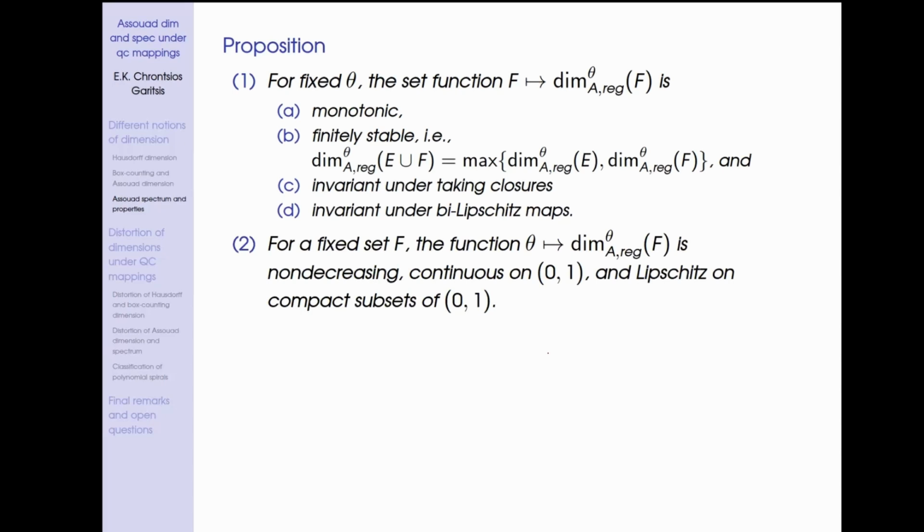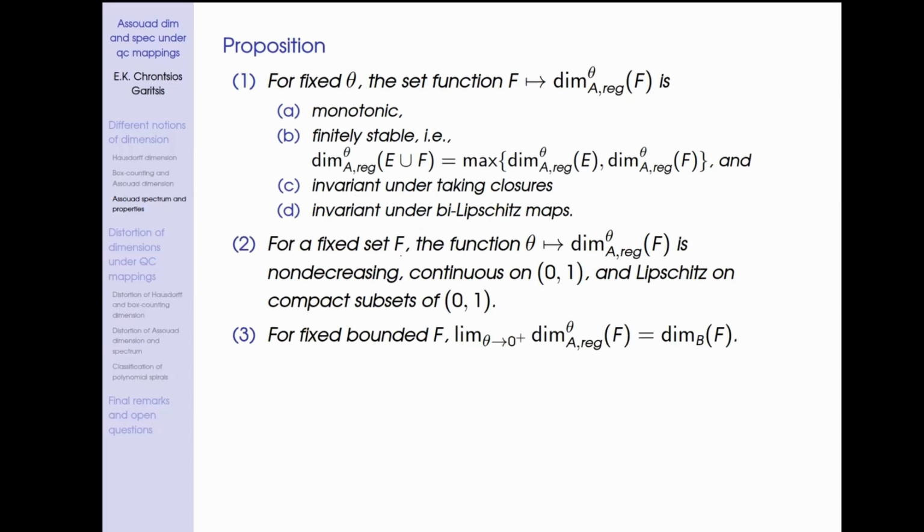And it's also, oops, this pose is missing. It's also invariant under bi-Lipschitz maps. So the theta spectrum of F is equal to the theta spectrum of G of F, where G is a bi-Lipschitz map. Now, if we fix F instead and look at it as a real function, that is a non-decreasing continuous function on the open set (0, 1), and in fact, it's even Lipschitz on compact subsets of (0, 1).